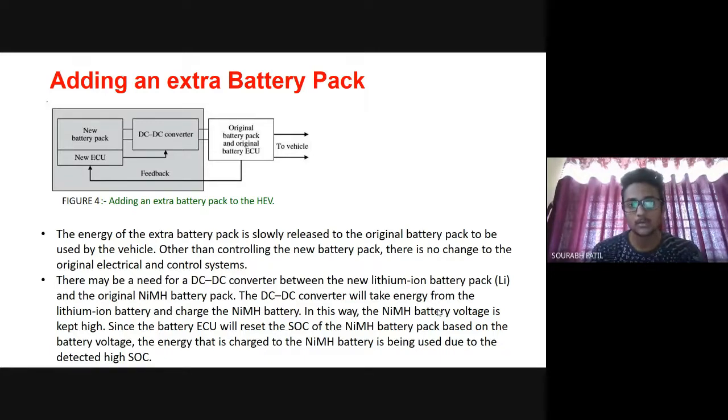We require a DC-DC converter here because this DC-DC converter slowly takes the energy from the new battery pack and keeps charging the original old battery pack, which is discharging. So the battery ECU will reset the SOC of the nickel metal hydride battery pack based on the battery voltage. The energy that is charged to the nickel metal hydride battery is being used due to the detected high state of charge. So installing a new battery pack will not have any impact on the original electric circuits and the control systems of the vehicle.